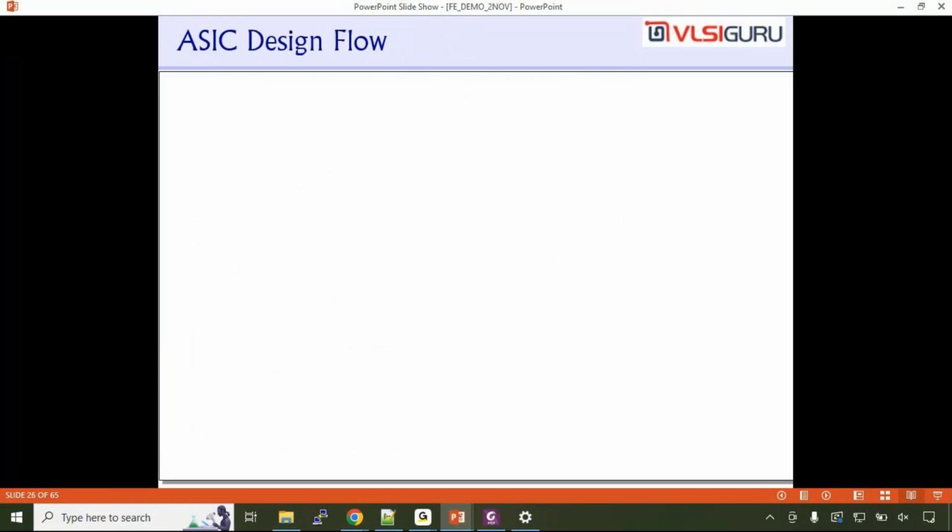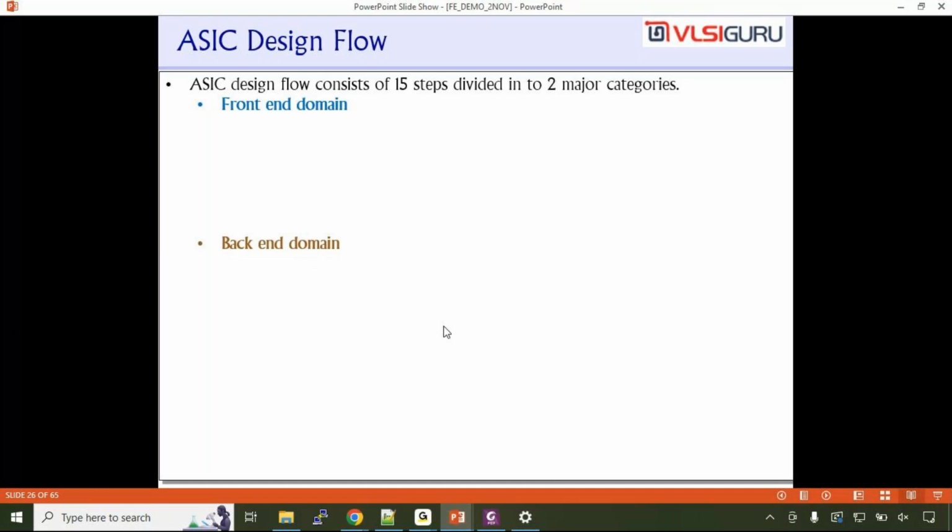So similar to that, let's understand the ASIC design flow. The ASIC design flow consists of 15 steps divided into two major categories. When you are manufacturing a chip, it has around 15 steps, which are categorized into two major categories. One is the front-end domain, one is the back-end domain. The entire manufacturing of a chip can be divided into these two domains.